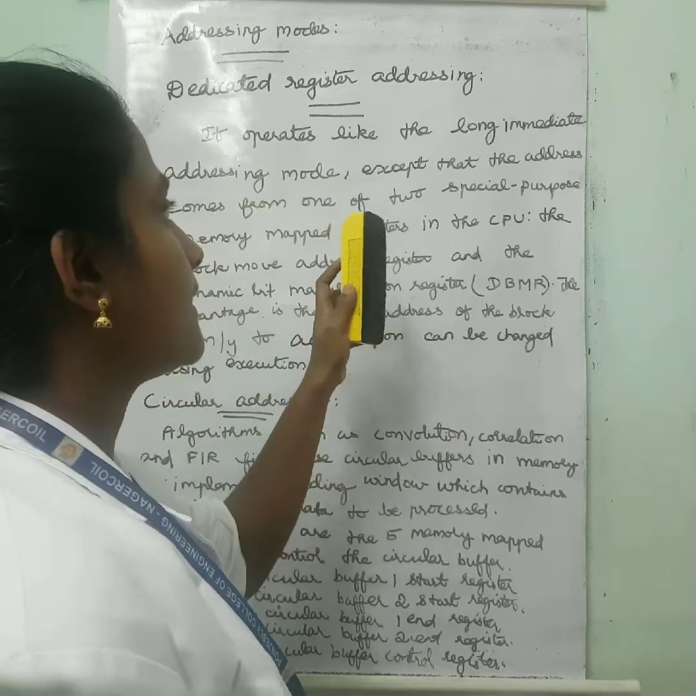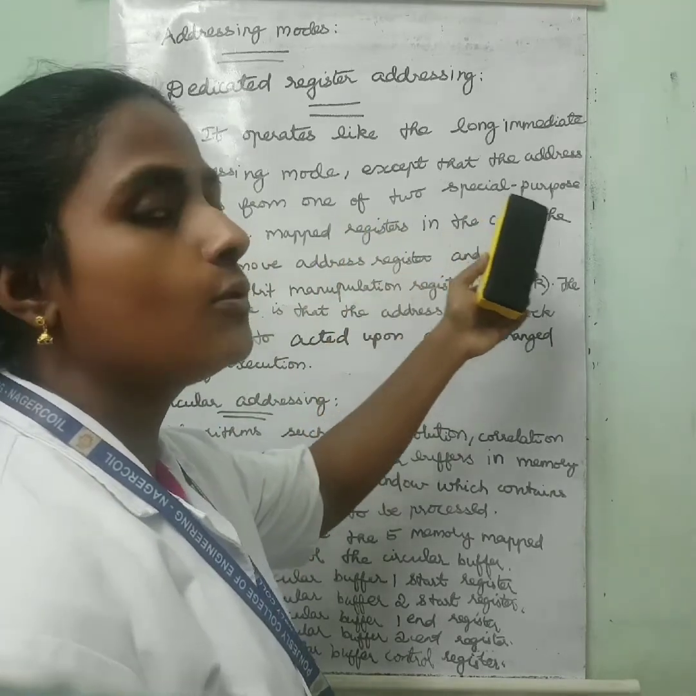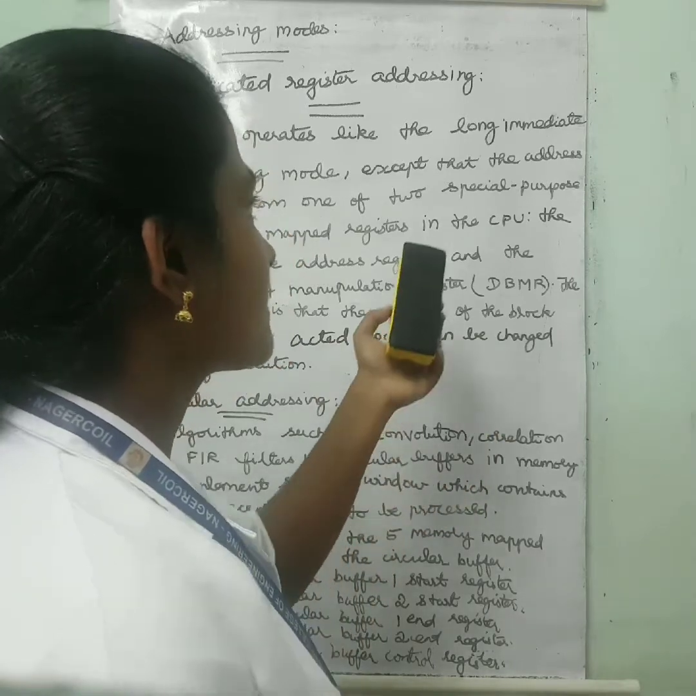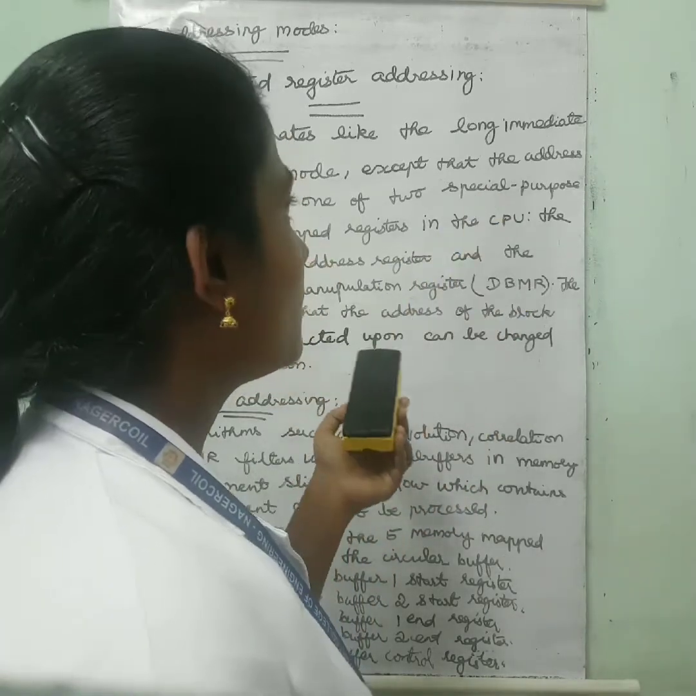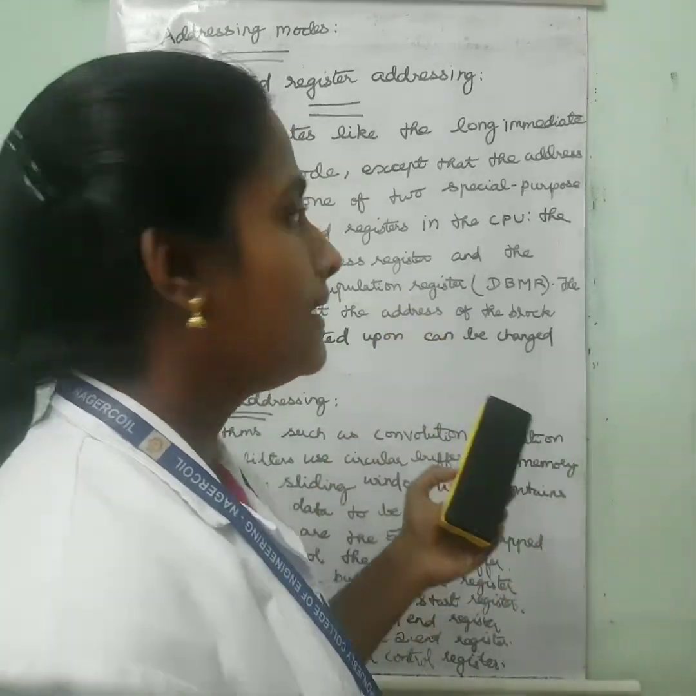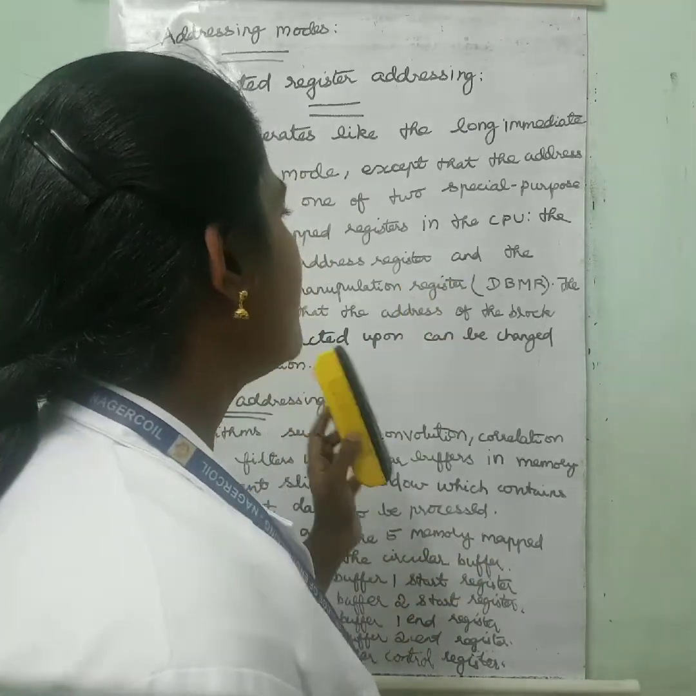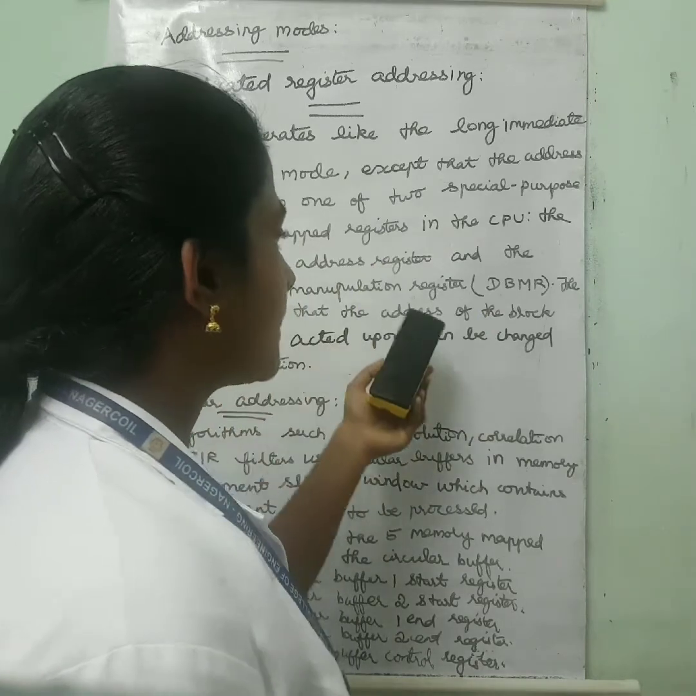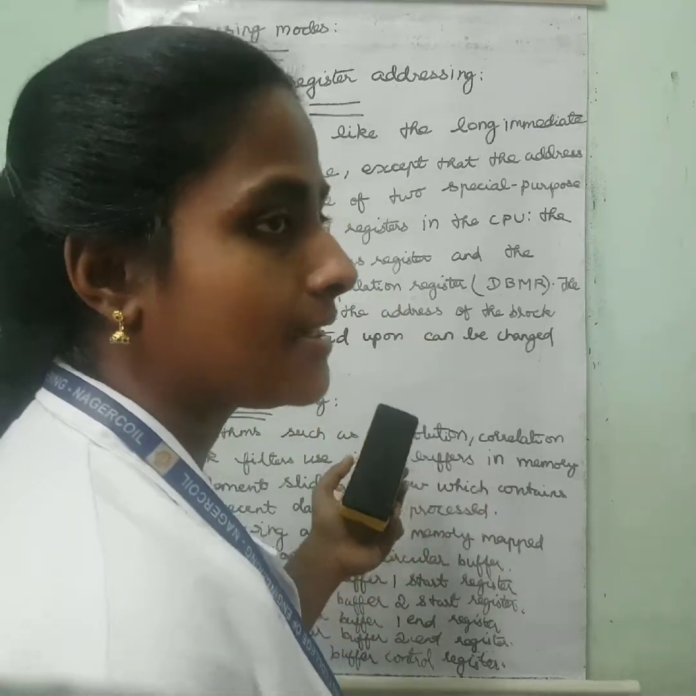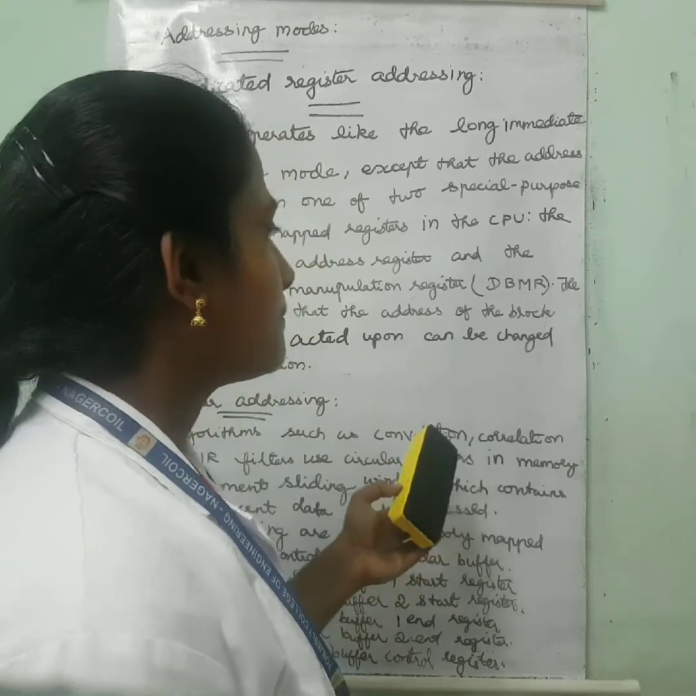except that the address comes from one of the two special purpose memory mapped registers in the CPU. Those registers are namely the block move address register and the dynamic bit manipulation register.